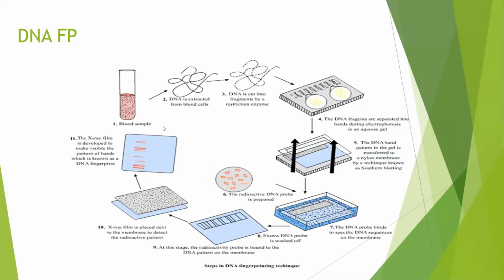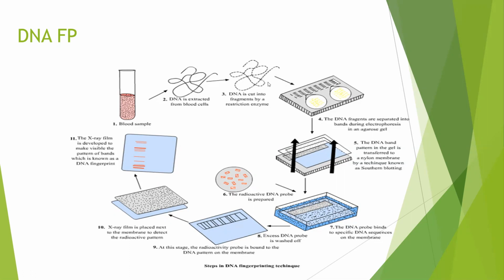First, you take a blood sample. Next step, DNA is extracted from the blood sample, the blood cells. Next, the RFLP restriction fragment length polymorphism technique can be used. DNA is cut into fragments by restriction enzymes. Restriction enzymes cut the DNA fragments.